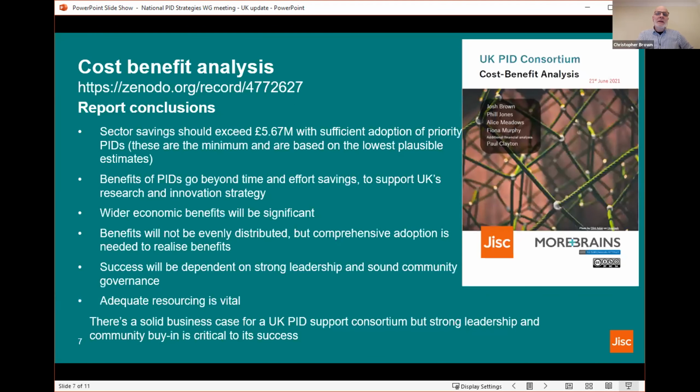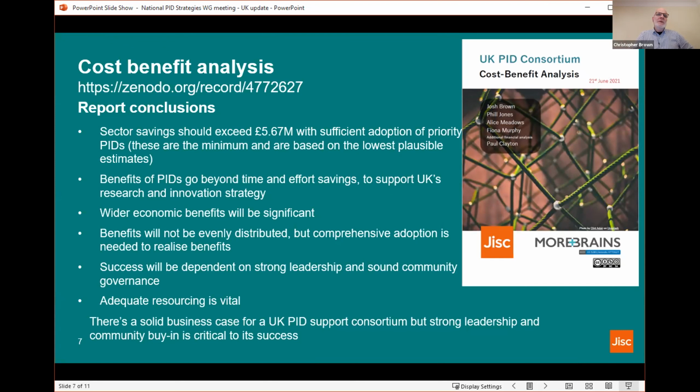I think people have already posted the link in the chat to the cost-benefit analysis report from More Brains. And there's that image again, which you've seen. Sector savings should exceed 5.67 million with sufficient adoption. But I want to stress those are minimums based on the lowest plausible estimates, because we wanted a report that could hold up under scrutiny. We probably went a bit low, but that's the minimum.